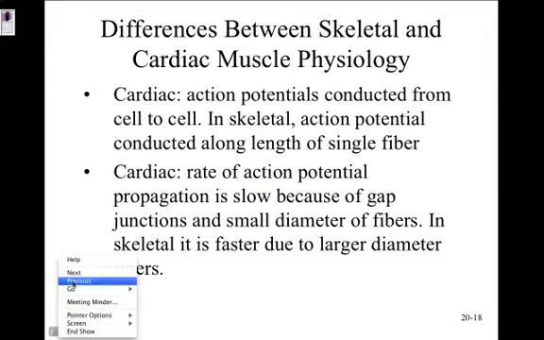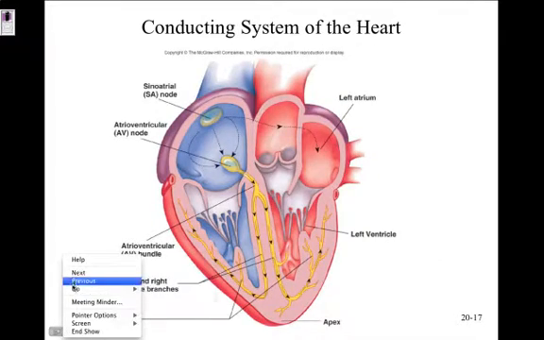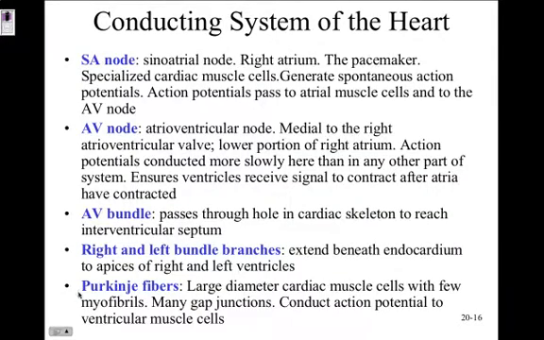You weren't ready? Purkinje fibers. Yes.